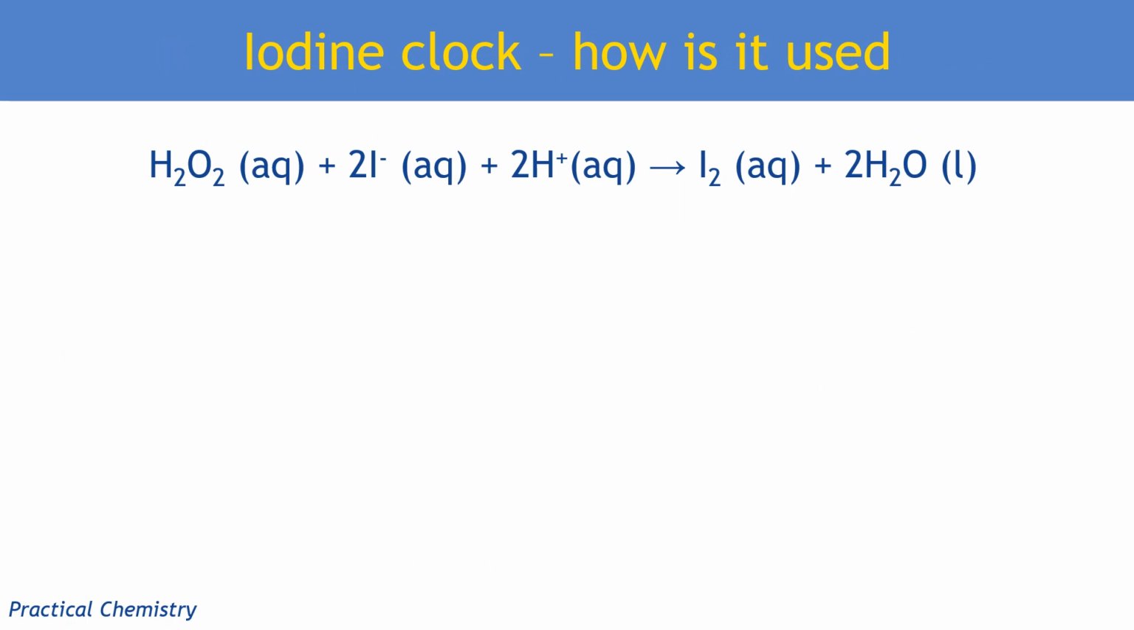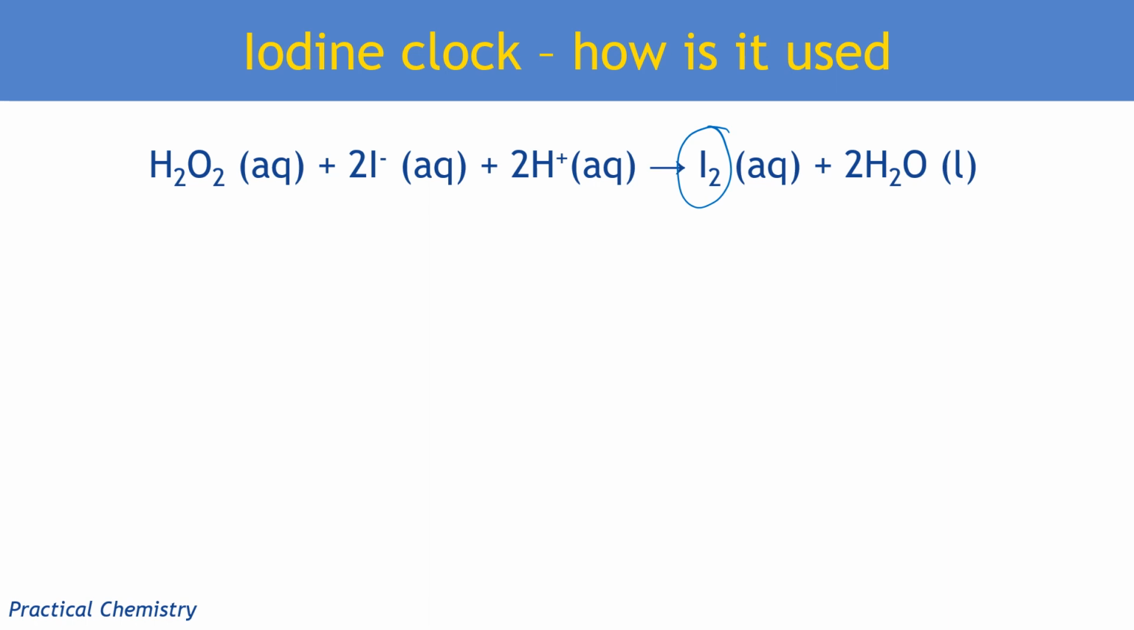Okay, let's get to the real complicated clock reaction, or what seems complicated, the iodine clock. First of all, just the essentials of how we use it. You can actually use the iodine clock method for anything that makes iodine as a product. In this case, most likely to be the reaction between hydrogen peroxide, iodide ions, and acid or H+ ions.